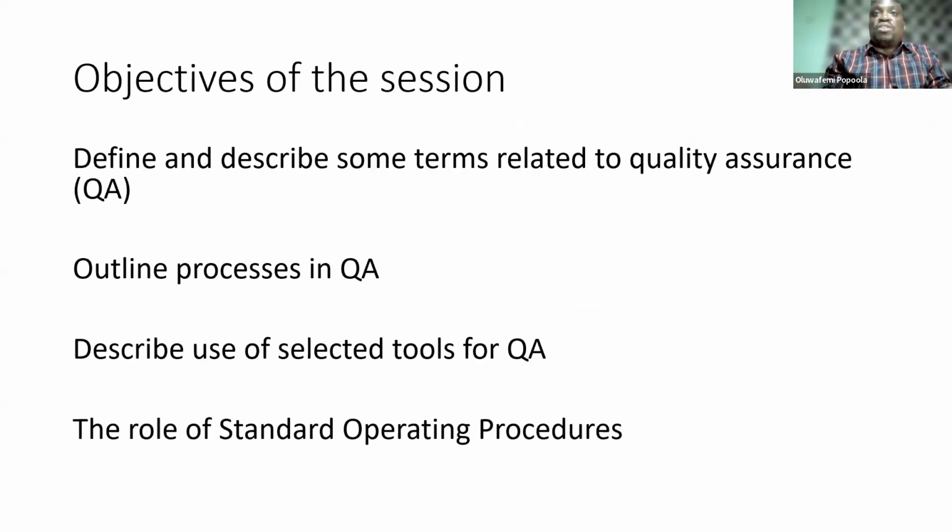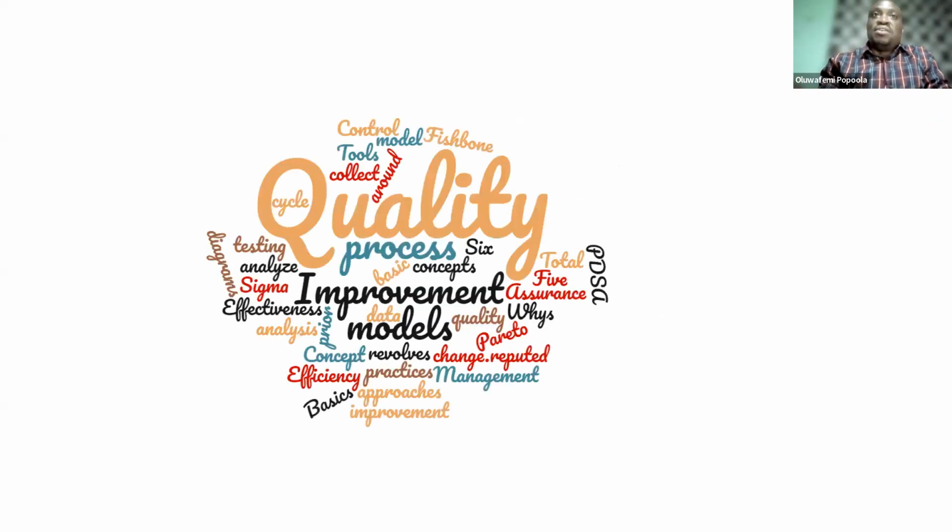So just to run through the objectives of the session, I want to define some terms related to quality assurance and outline processes in QA, talk about a few tools, and then mention the role of standard operating procedures. And I hope that when we get to the discussion, we'll be able to share different experiences about how SOPs have worked and what some of the strengths, limitations, and challenges of using them might be. I hope we'll have time to have some interaction in here, and I hope to learn from the group as well.